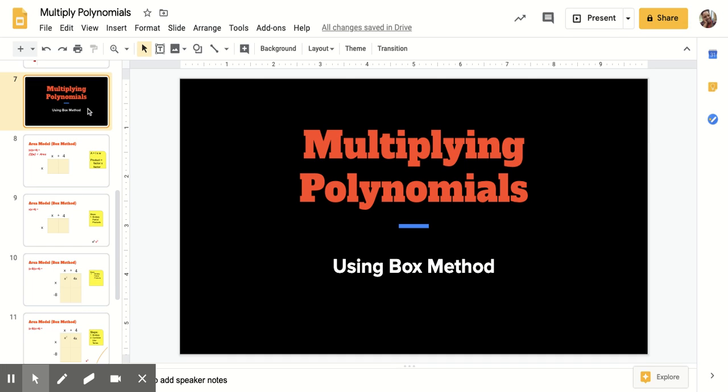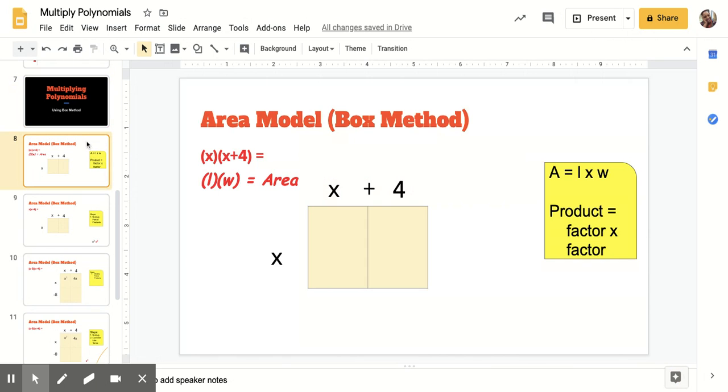Hello, we're going to be multiplying polynomials using the box method. Now, another word for the box method is an area model. It's called an area model because we're going to be using a rectangle and we're going to be multiplying the length times the width. And when you multiply length times width, you get the area.